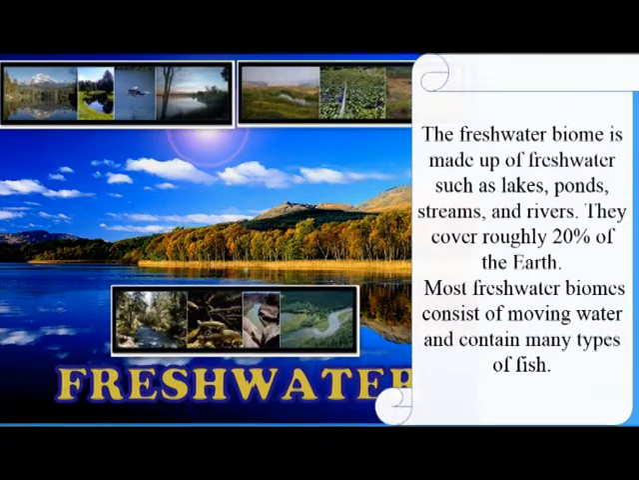Freshwater. The freshwater biome is made up of freshwater such as lakes, ponds, streams, and rivers. They cover roughly 20% of the Earth. Most freshwater biomes consist of moving water and contain many types of fish.